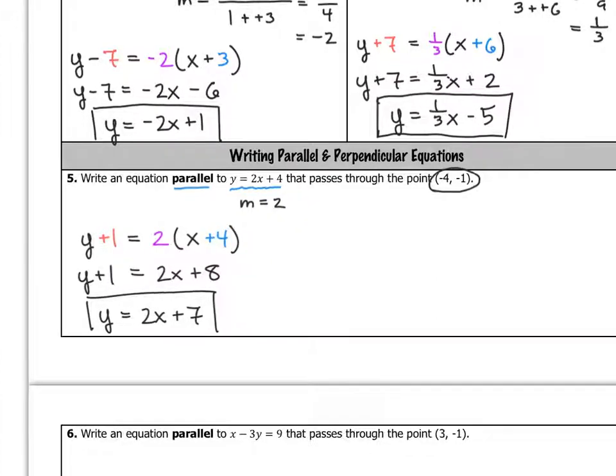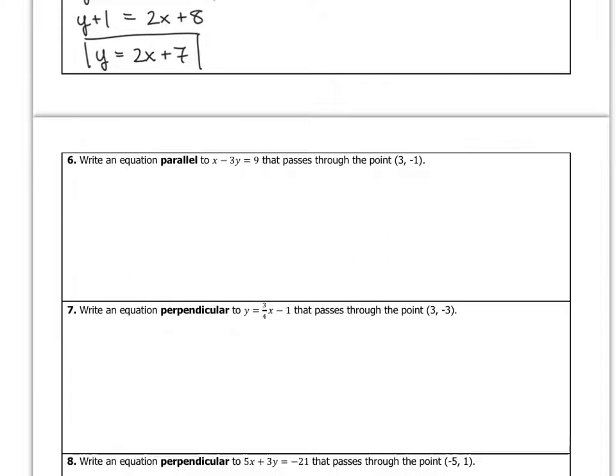Okay, looking at our next problem, write an equation parallel to the line x minus 3y equals 9 that passes through the point 3, -1. Again, we're given a point here. We're also told that our line is parallel to the line x minus 3y equals 9. So the first thing I need to do is figure out what the slope of the line x minus 3y equals 9 is, and so I need to change this equation to slope-intercept form.